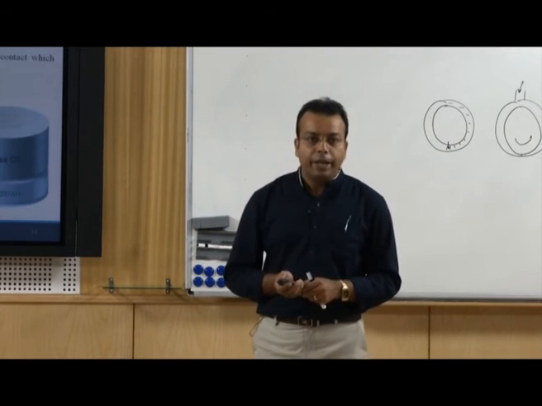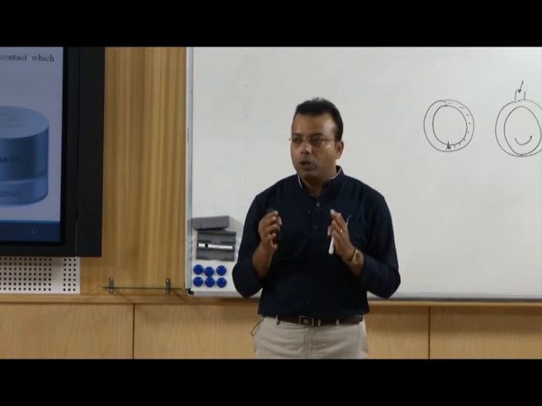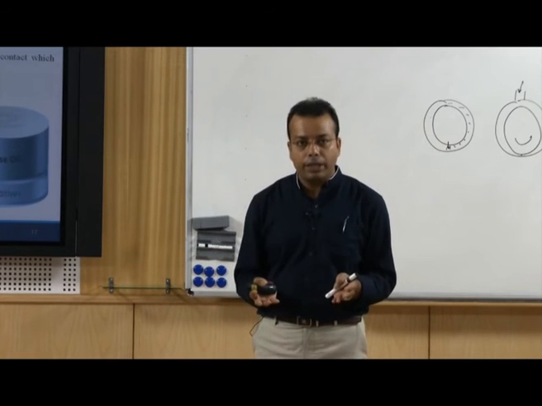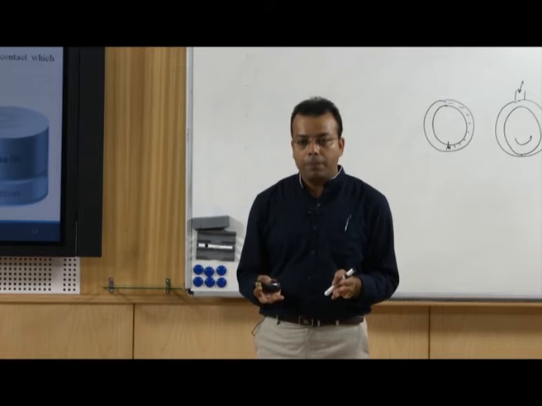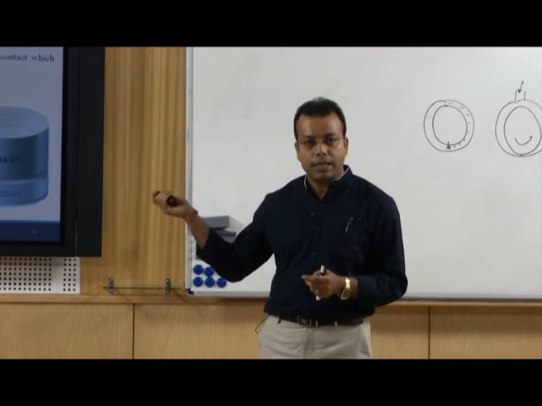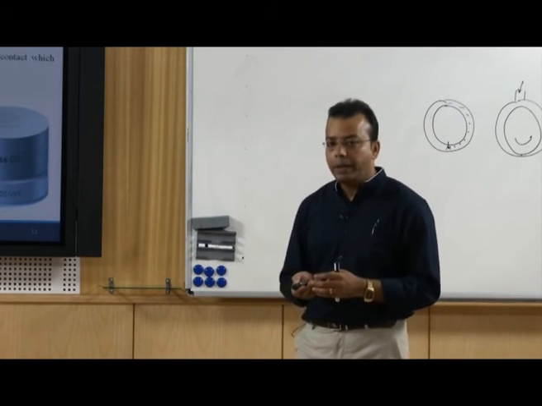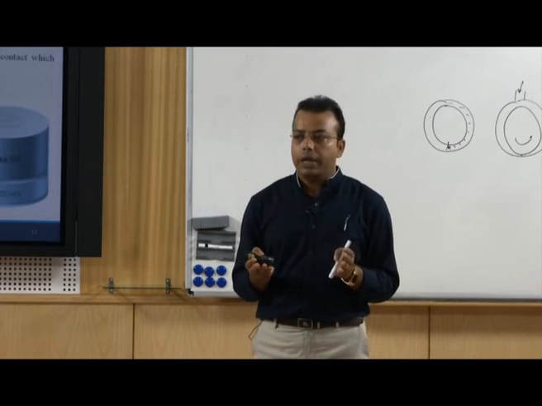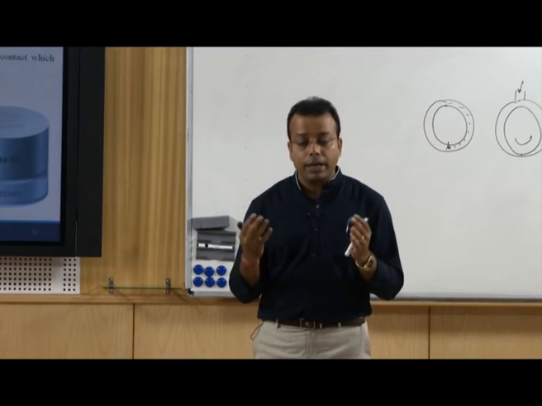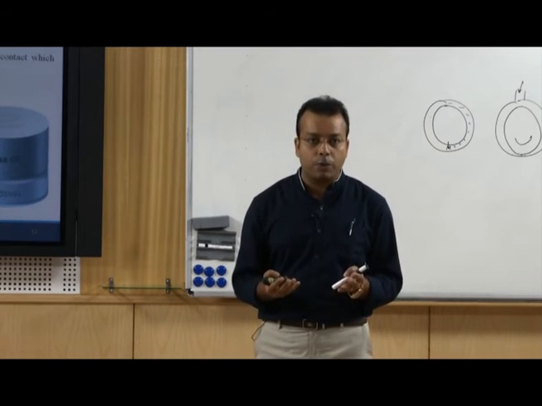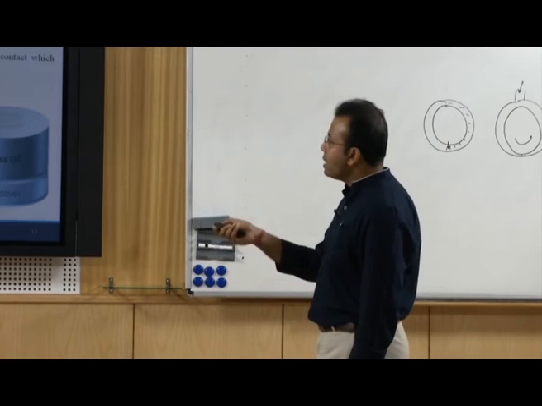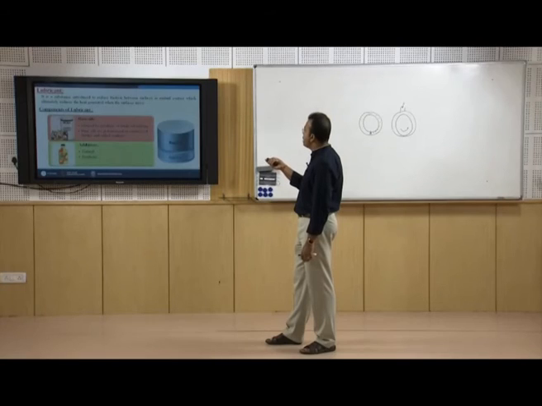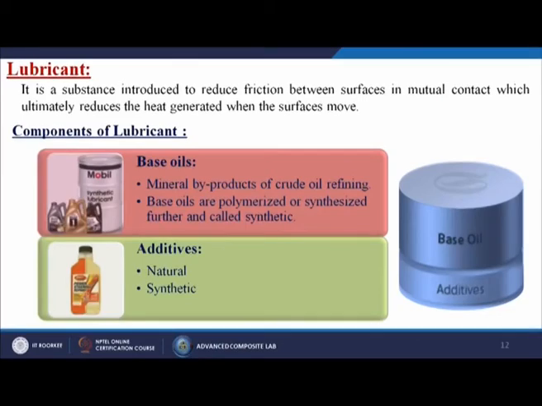Next one is called the lubricant. So, till now we are talking about lubrication systems. That by which we are lubricating the machines is known as the lubricant. Lubricant may be in the solid form or the liquid form, and nowadays we are using lubricant in gaseous forms too. It is a substance introduced to reduce friction between surfaces in mutual contact, which ultimately reduces the heat generated when the surfaces move. So, there are several components of the lubricant.